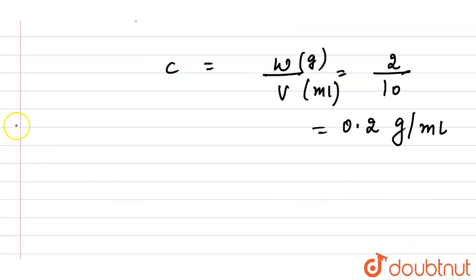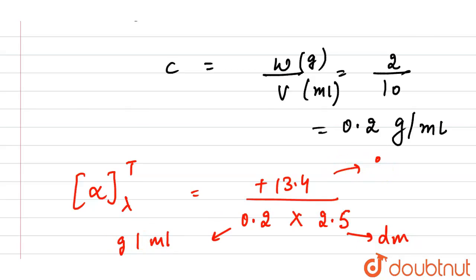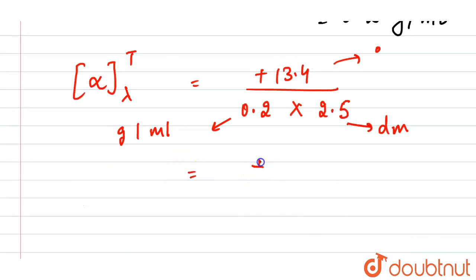Now we have got the three values for the formula. So we can write specific rotation is equal to plus 13.4 upon 0.2 into 2.5. These three are in the units we require: decimeters, grams per milliliter, and degrees. So here we will have plus 13.4 divided by 0.5.